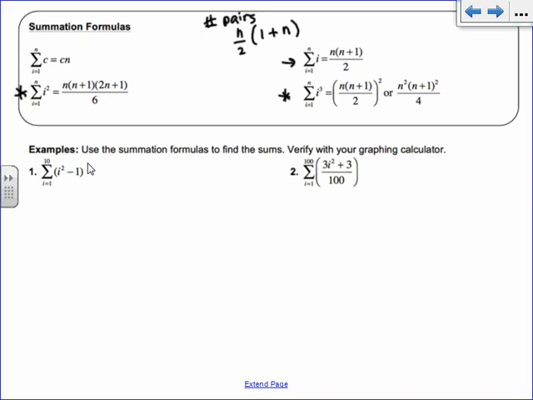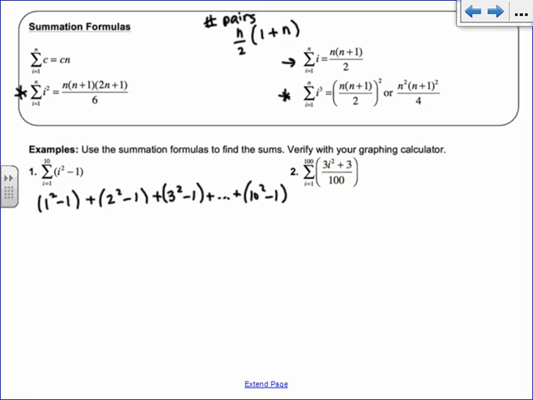So what I'm going to do is think about what this is saying first. You don't have to write this stuff, just pay attention to what I'm doing. So what I'm doing is I'm saying 1 squared minus 1 plus 2 squared minus 1 plus 3 squared minus 1, all the way to 10 squared minus 1.